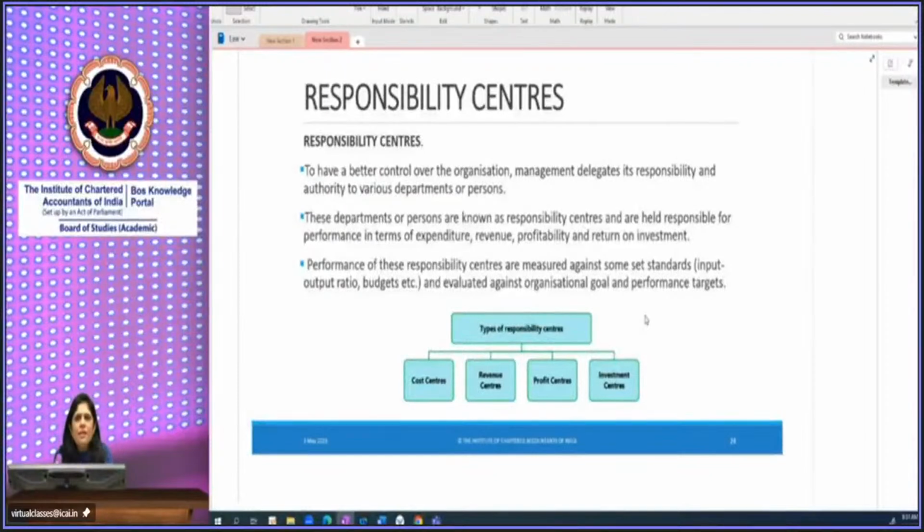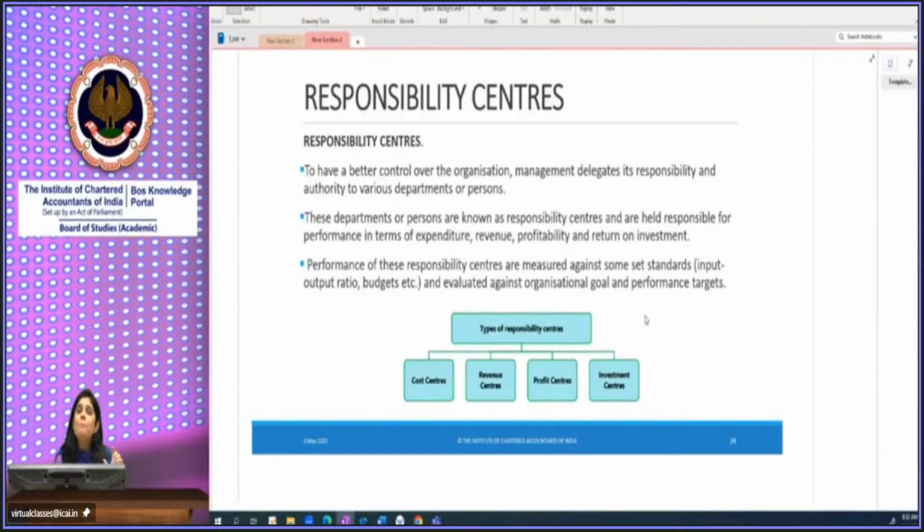It's not only internal, either. Let us say there is a head office, and it has 10 branches. Every branch is a responsibility center also. So it's not only that within an organization, if there are 10 departments, they are responsibility centers. If there are 10 branches across, let us say, 10 different states, every branch is a responsibility center. Every branch must have a branch manager, and that branch manager is responsible for their branch.